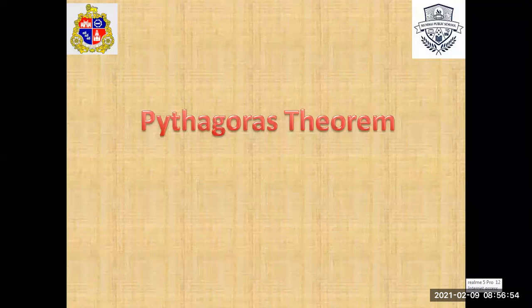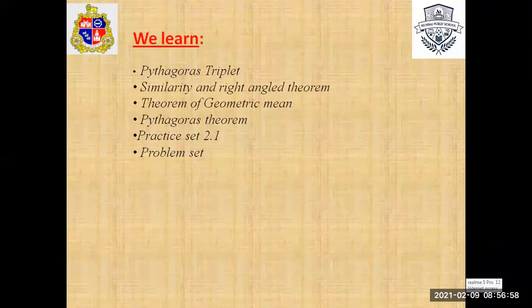In this chapter, we are going to discuss so many things. These are the topics which we discuss in this chapter. First one is the Pythagoras triplet, similarity and right angle theorem, theorem of geometric mean, Pythagoras theorem, and we solve practice set 2.1 and then the problem set.